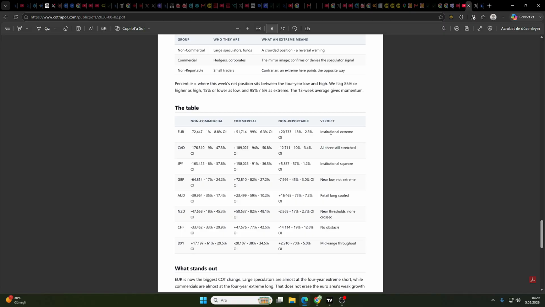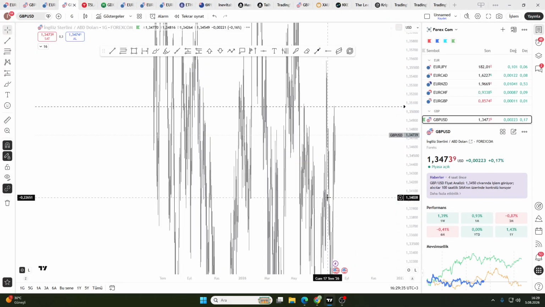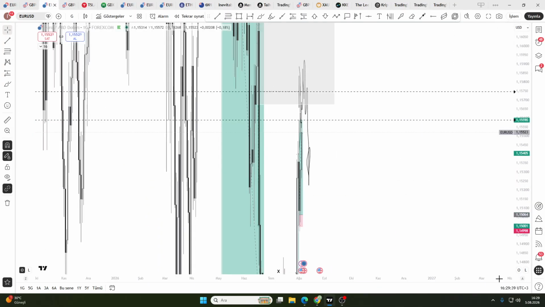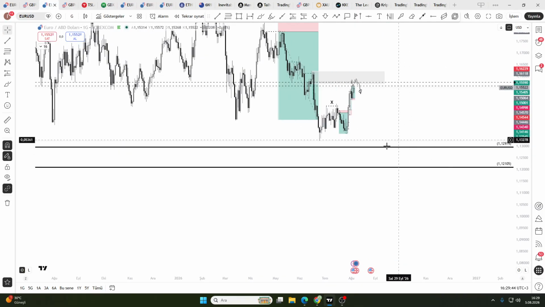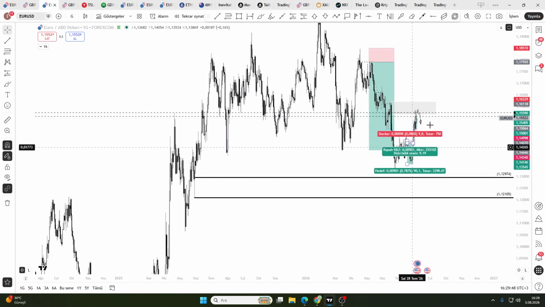That's why we have bought it, and we are waiting for buys on this major demand zone on euro dollar. This demand zone, we are waiting for major buys. That's how we do it.